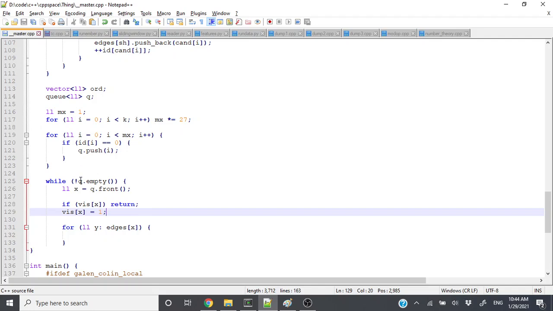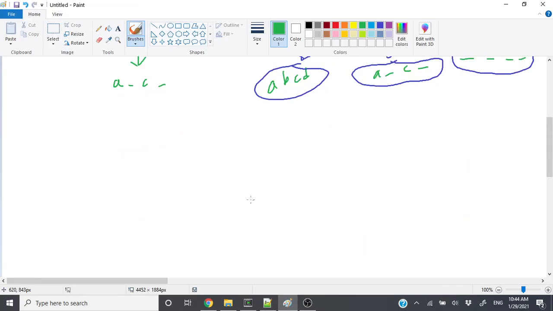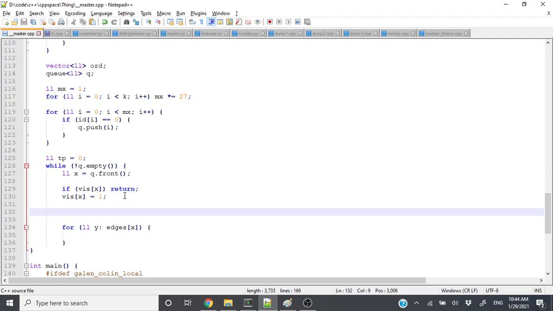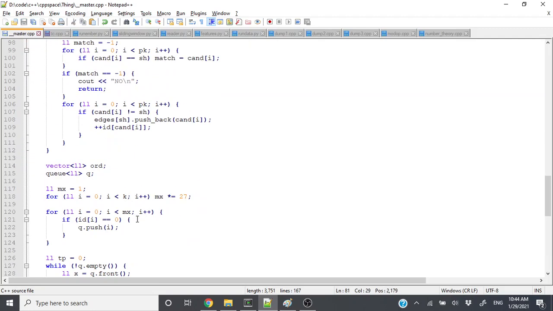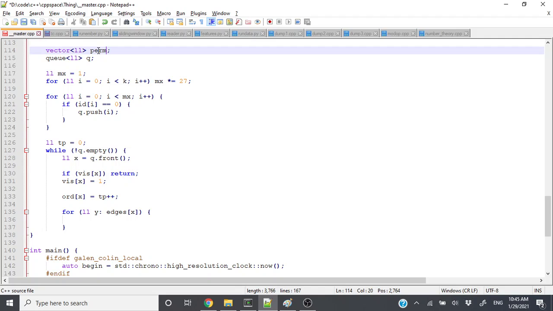Actually, first, I guess we also need to check if there's an invalid cycle. And to do that, we see if inside the topological sort, there's an edge from x to y where x is greater than y. That would only happen if there's a cycle. So tp equals zero. So then ord x equals the current pointer. Oh wait, perm.